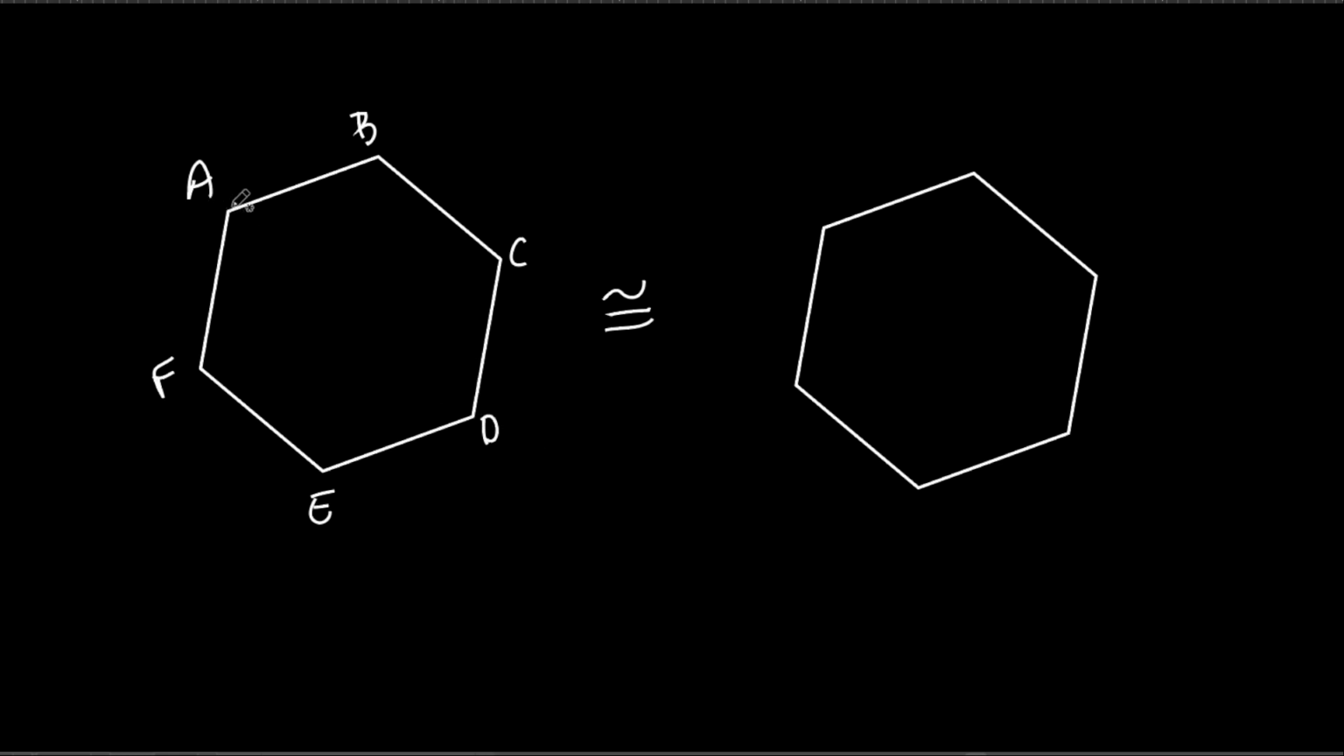I can't call this A, C, E, F, D, B. You follow me on that? I've got to go either way. If I start at A, I've got to go this way all the way around, or I could start at A and go this way all around. How many do you have? Six?